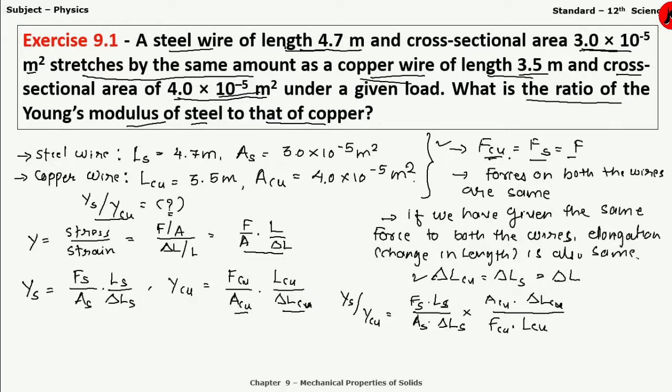But we know FCU equal to Fs equal to F and delta LCU equal to delta Ls equal to delta L. So the term Fs and FCU will be cancelled out because we can place FCU equal to Fs equal to F in place of Fs and FCU. So Fs and FCU is cancelled out, and similarly delta Ls and delta LCU is cancelled out. So finally we have Ls into ACU divided by As into LCU, right? And we have all these parameters: length of steel wire, area of steel wire, length of copper wire, and area of copper wire, right? Just put the values in this equation. We will get the ratio of Ys and YCU that we required, right?